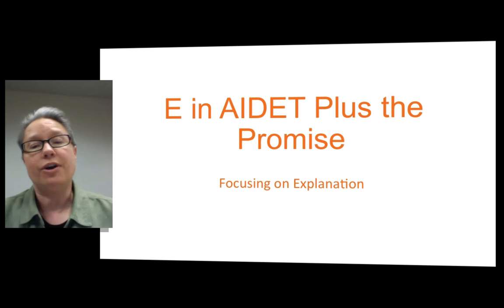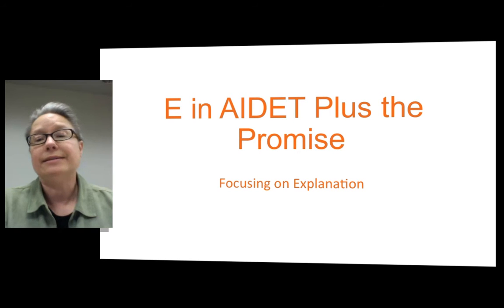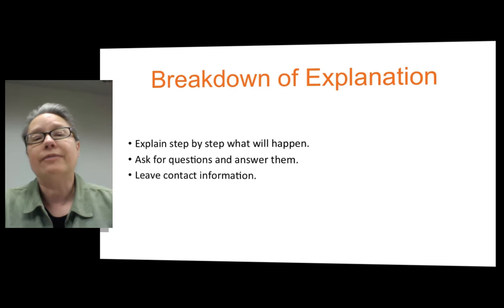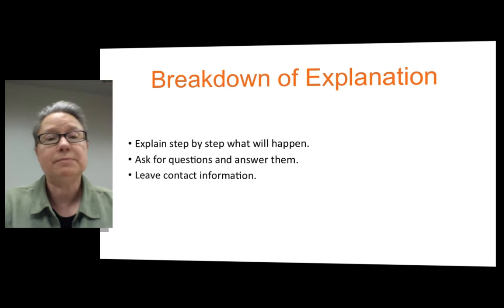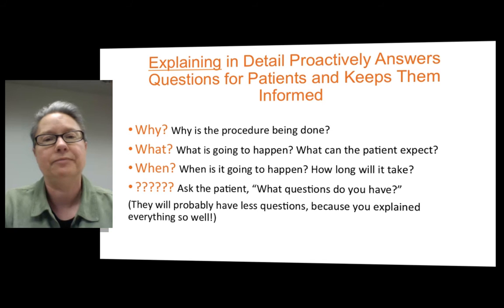And today we're going to talk about the E in AIDET plus the promise. And the E in AIDET stands for explanation. So we're going to focus on explaining. A breakdown of explanation is just explaining step by step what's going to happen, asking for questions and making sure that you answer them or find out the answer to the questions, and also leaving contact information. Those are the important parts of explanation in AIDET.